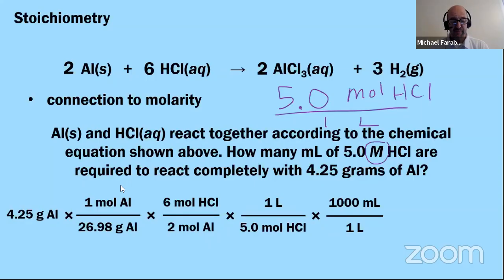All right, if you've done this math, you've done 4.25 divided by 26.98 times 6 divided by 2 divided by 5 times 1,000. Hopefully you got the same answer that I did. 94.5 milliliters of 5 molar hydrochloric acid is required to react completely with 4.25 grams of aluminum.